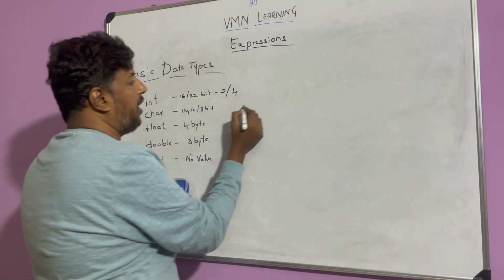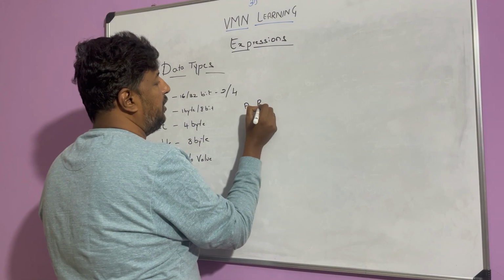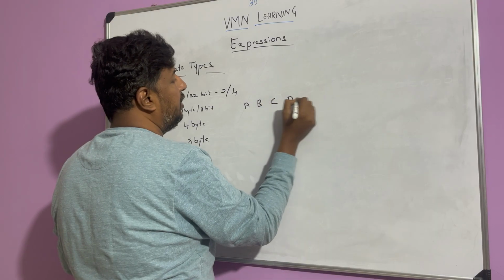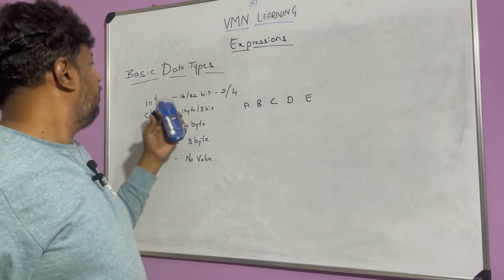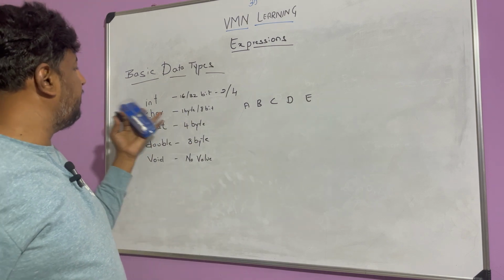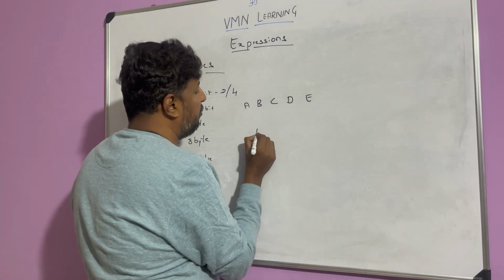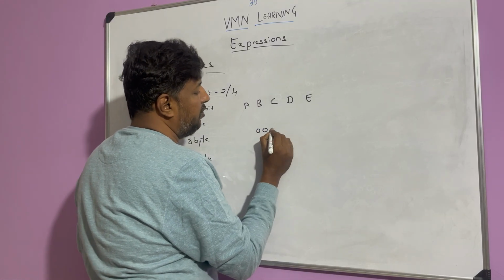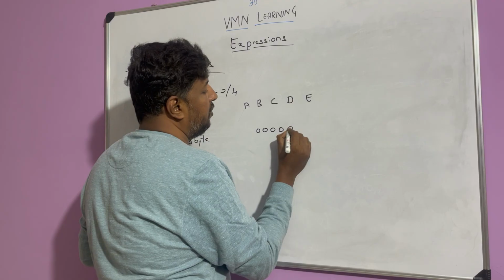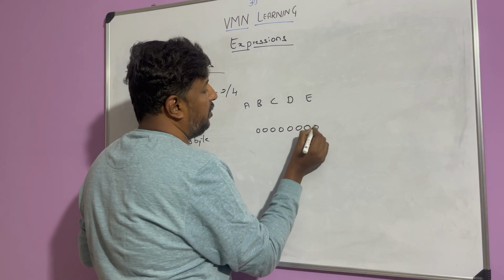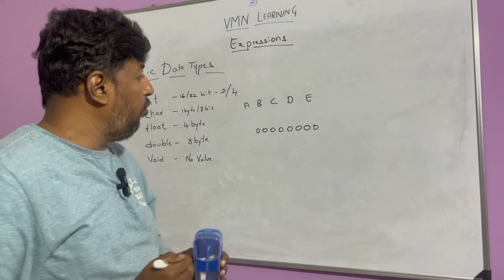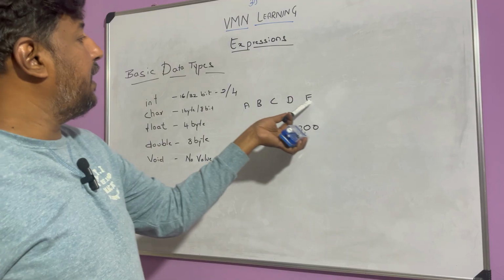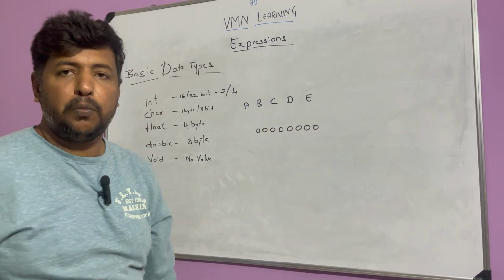So the characters are A, B, C, D, E. How will we store this? We said that a character is 1 byte, that is 8 bits: 0, 0, 0, 0, 0, 0, 0, 0. Correct? But how are we going to store these characters here?